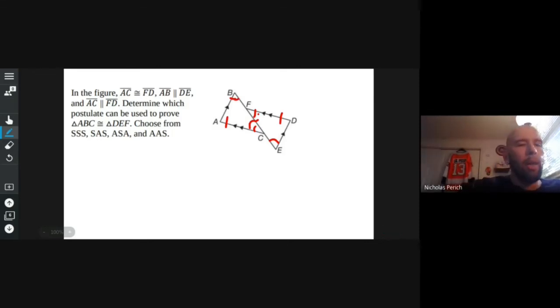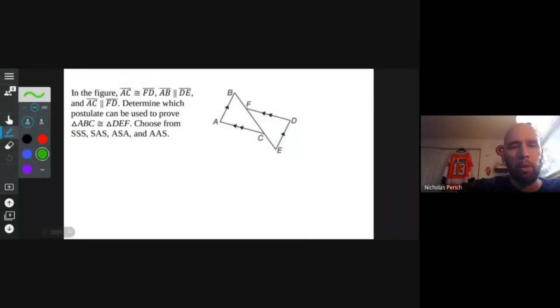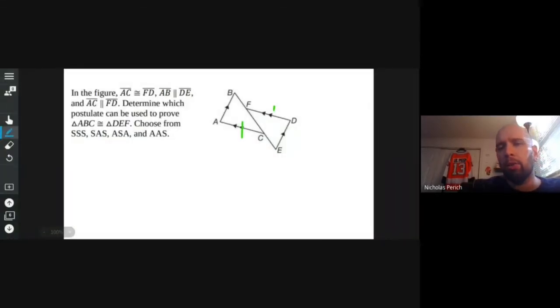Just now, that looks terrible. So let me, you know what? Finally, for once, I'll actually hit the reset button and it'll actually work. AC is congruent to FD. Boom. These two are the same.